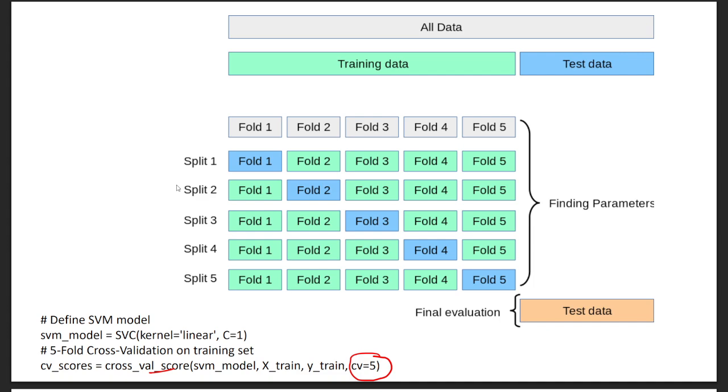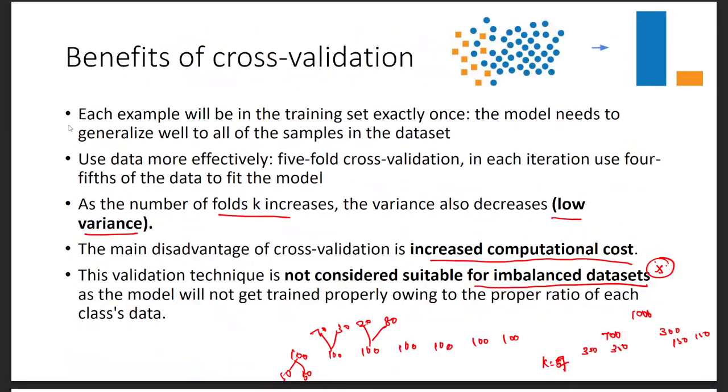So next, if you see here, we have seen the benefits of cross validation. Each example is used more effectively. With 5-fold cross validation, in each iteration we use 4/5 of the data to fit the model. As the number of k increases, the variance also decreases. The main disadvantage of cross validation is increased computational cost. I have said that is the biggest disadvantage. Also, it's not considered suitable for imbalanced data sets.